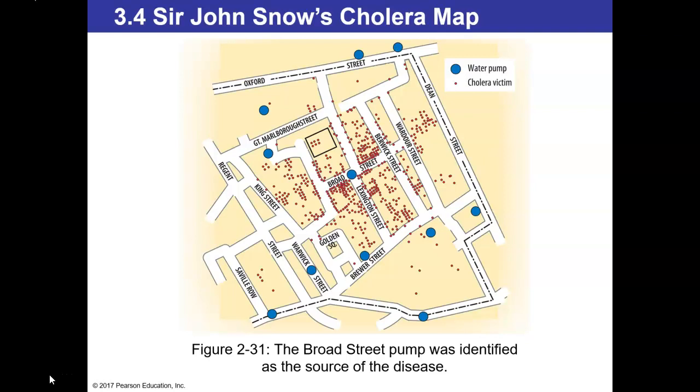The overlay maps showed that cholera victims were not distributed uniformly through Soho. Rather, they were clustered around one pump on Broad Street. Tests at the Broad Street pump proved that the water there was contaminated, and further investigation revealed that contaminated sewage was getting into the water supply near the pump.